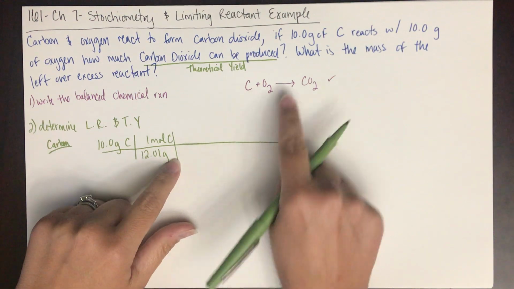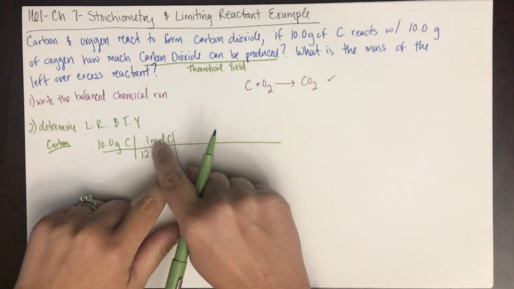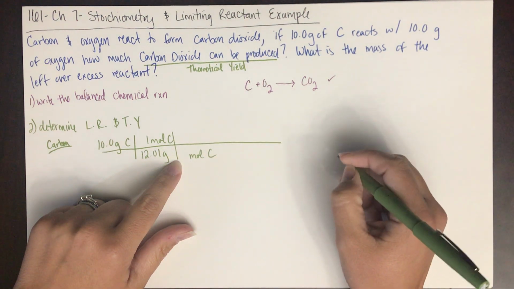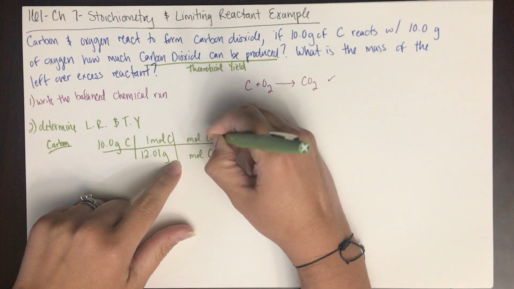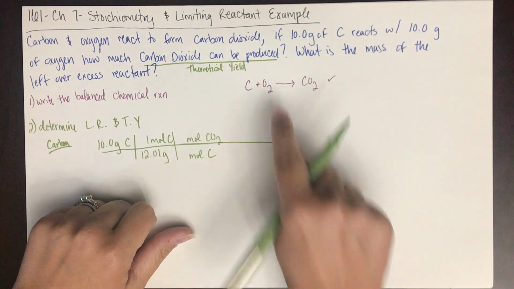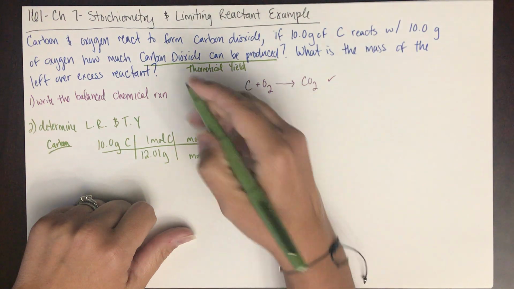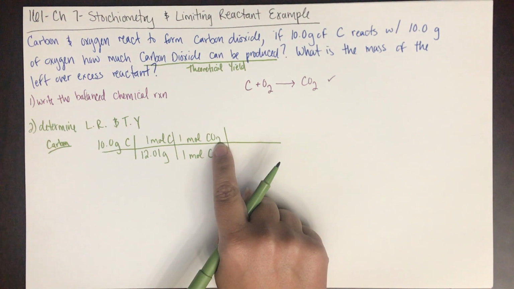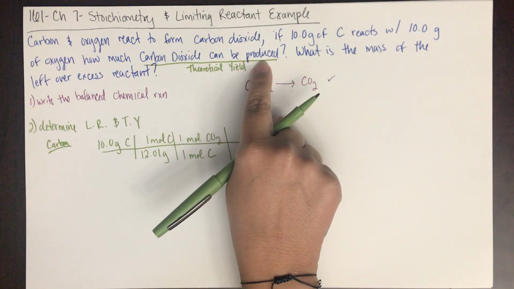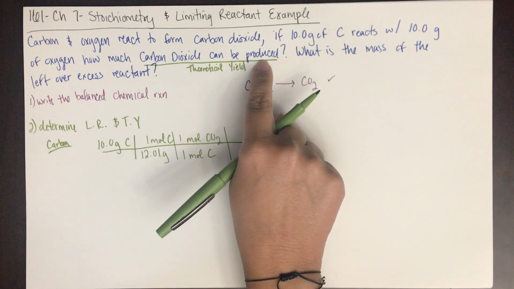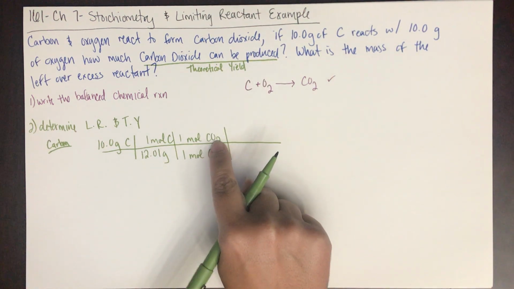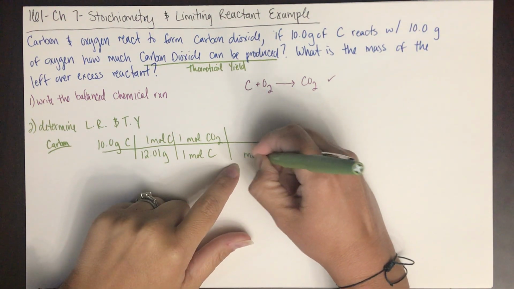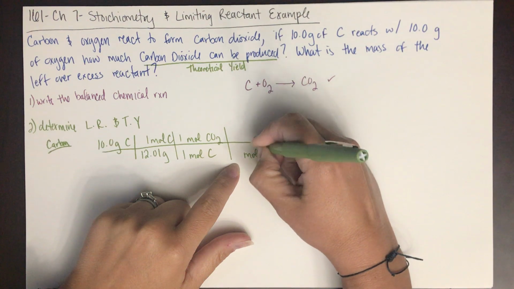Now I'm going to use the mole-to-mole ratio to go from moles of carbon to moles of carbon dioxide. So that means I want moles of carbon on the bottom, moles of carbon dioxide on the top. It's a 1-to-1 ratio, 1 mole of carbon to 1 mole of carbon dioxide. Now I'm in moles of carbon dioxide. How much carbon dioxide could be produced? This is a mass in grams. So now I'm going to convert moles of carbon dioxide to grams of carbon dioxide. I want moles of carbon dioxide on the bottom and grams on the top.